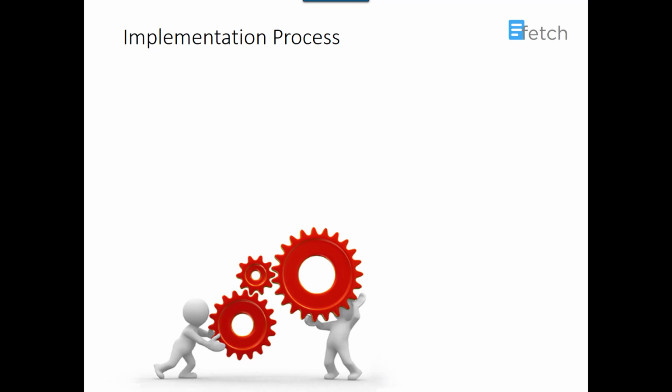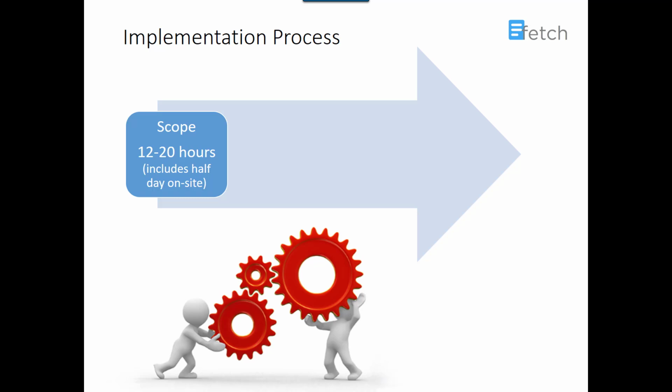So let's have a look at the process for implementing Fetch. First of all, we would conduct a paid scope to help us to understand existing processes and requirements. Depending on complexity, this would take 12 to 20 hours for one database. If you've got more than one database, the additional ones will take a lot less time. We would give you an estimate for that when we're in discussions. The time needed to be on site is usually about half a day, but that depends on the complexity as well. So this scope would allow us to produce the statement of work for the project, and this will give you realistic estimates and timeframes for the work to be done.